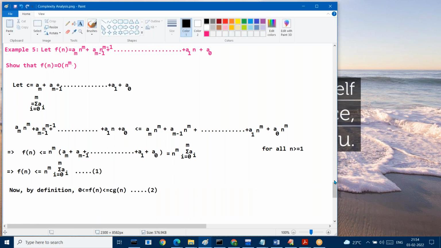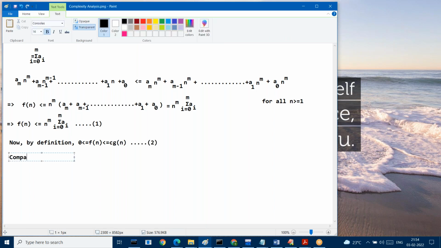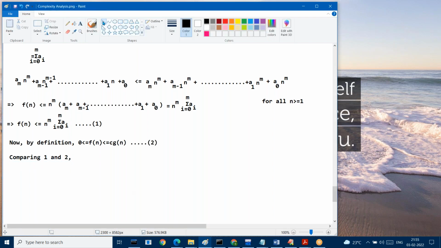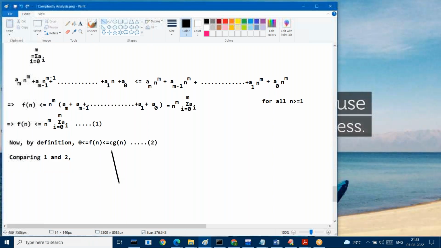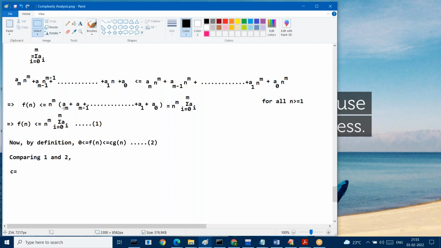Now what I will do, I will just simply make a comparison. Comparing 1 and 2. What we can say? First I need to identify c. C means constant. Here who is the constant? Sir, this portion is the constant. So comparing 1 and 2, what we can write here? C is equal to, that is my constant, is this portion.